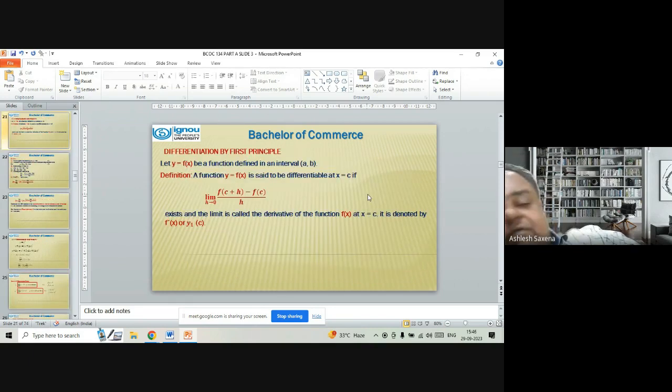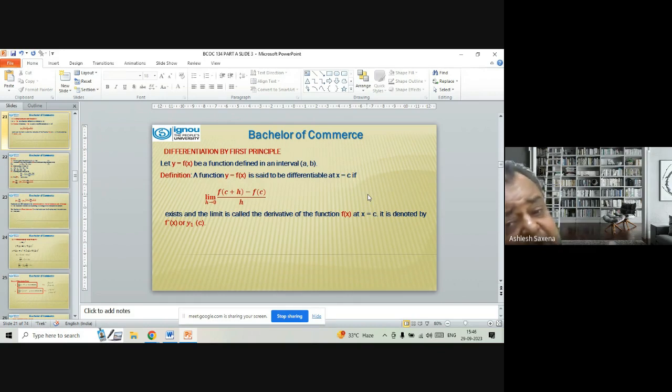We will see how these are deployed. First of all, we will start with the derivative by first principle. We have a standard format for this. A function y is equal to f(x) is given to you, and you have to find the derivative, or we can say that the function is differentiated.